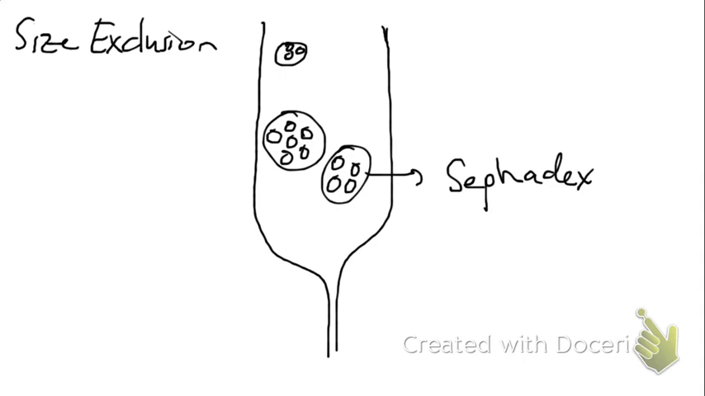We have large proteins, medium-sized proteins, and then our protein of interest, which is pretty small. The large proteins will not enter into those pores, and they'll elute first.